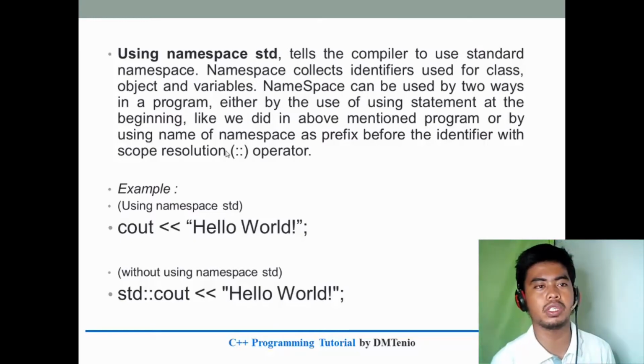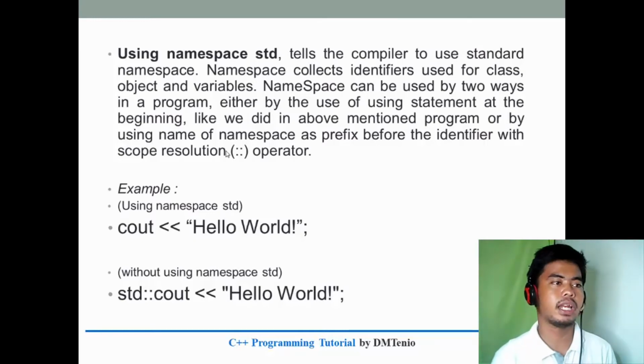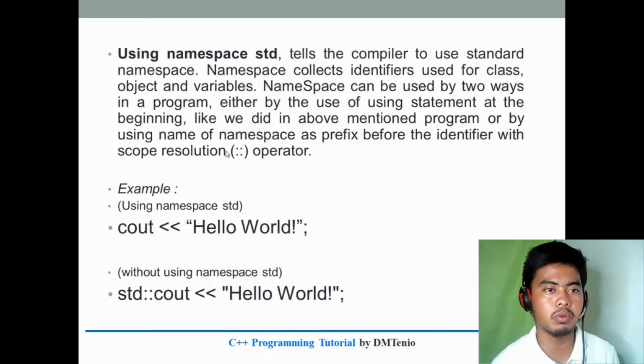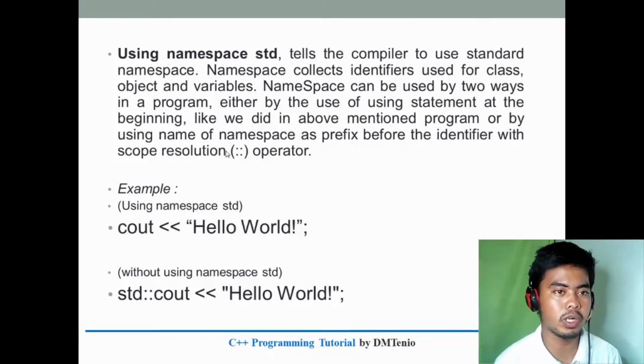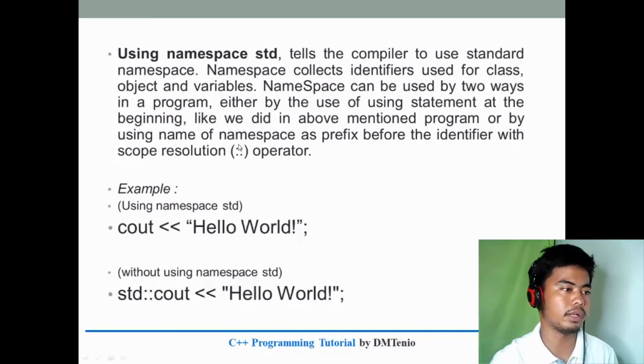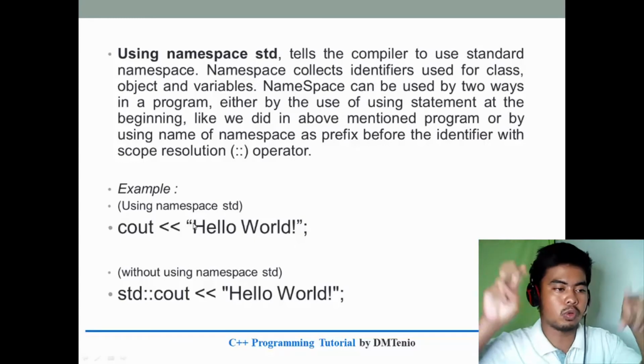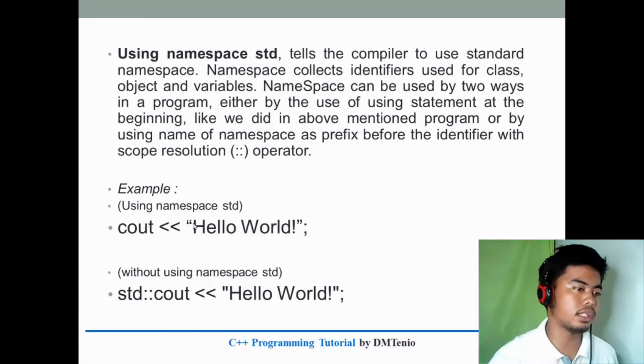So, either by the use of a using statement at the beginning, like we did kanina sa cout program, or by using the name of a namespace as a prefix before the identifier with the scope resolution operator. Ito yung mga symbol niya. So, example, using namespace std. So, kung gamit tayo yung kanina, cout less than yung ating hello world na statement. So, nilalagay natin sa double quotation kasi string siya.